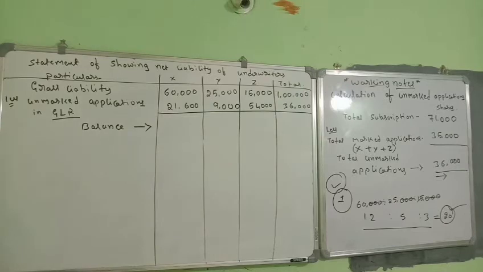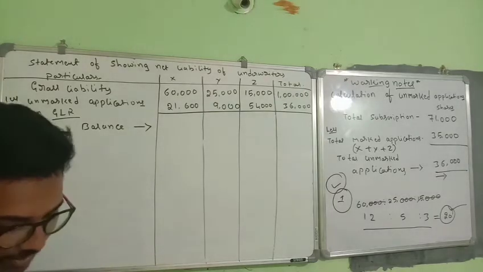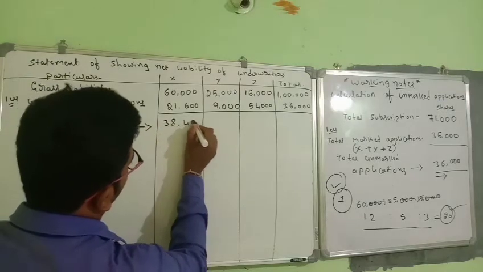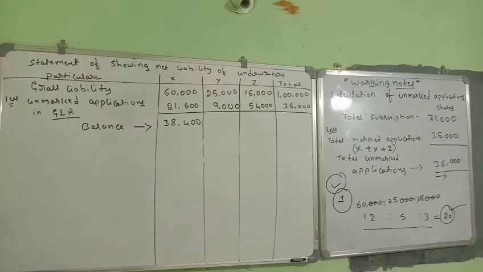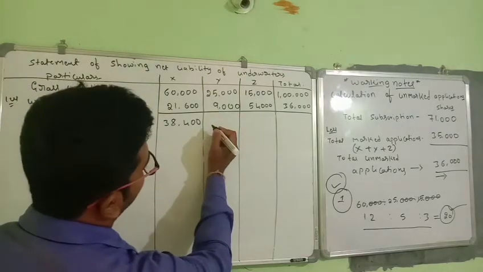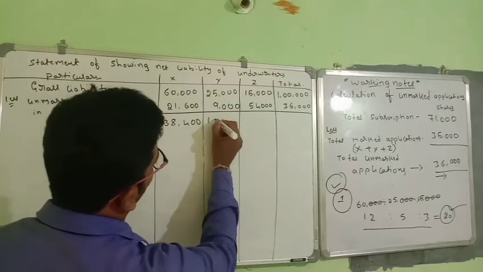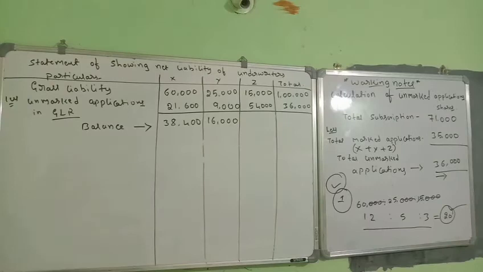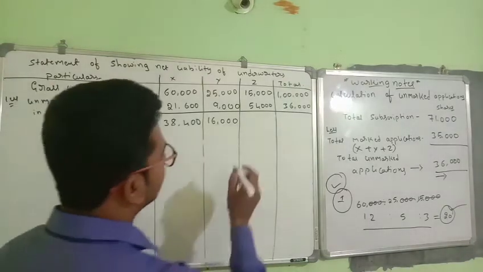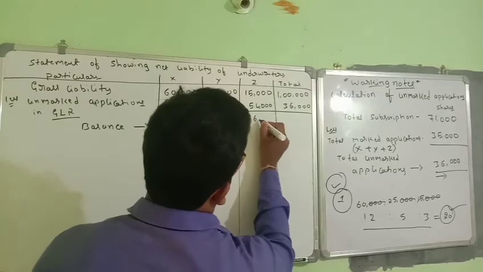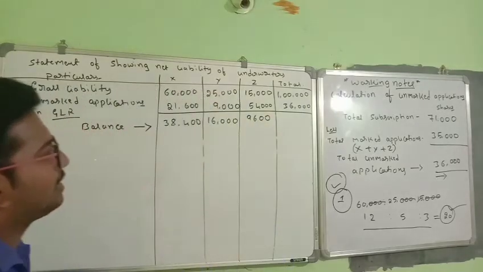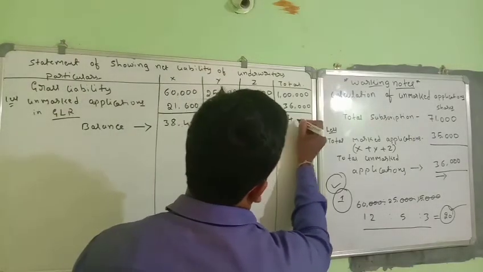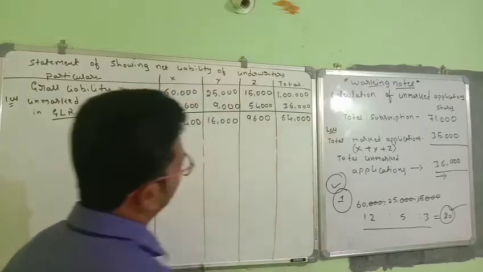60,000 minus 21,600, we get 38,400. 25,000 minus 9,000, you will get 16,000. Similarly, 15,000 minus 5,400, you'll get 9,600. 1 lakh minus 36,000, you'll get 64,000. So the same format continues.